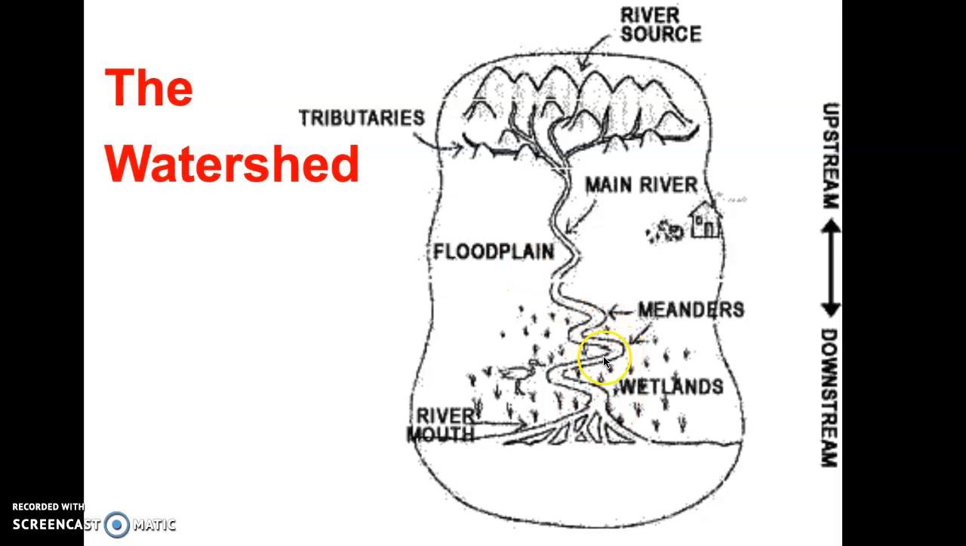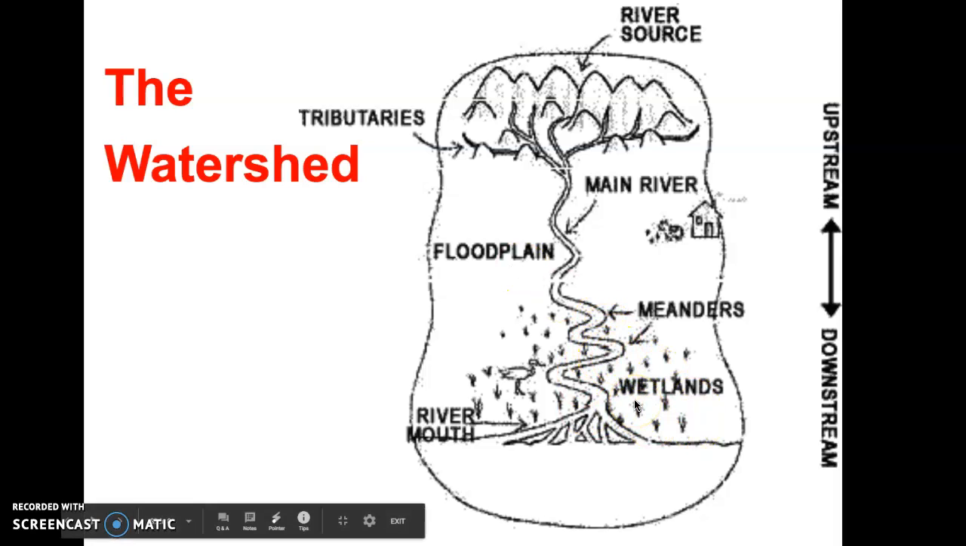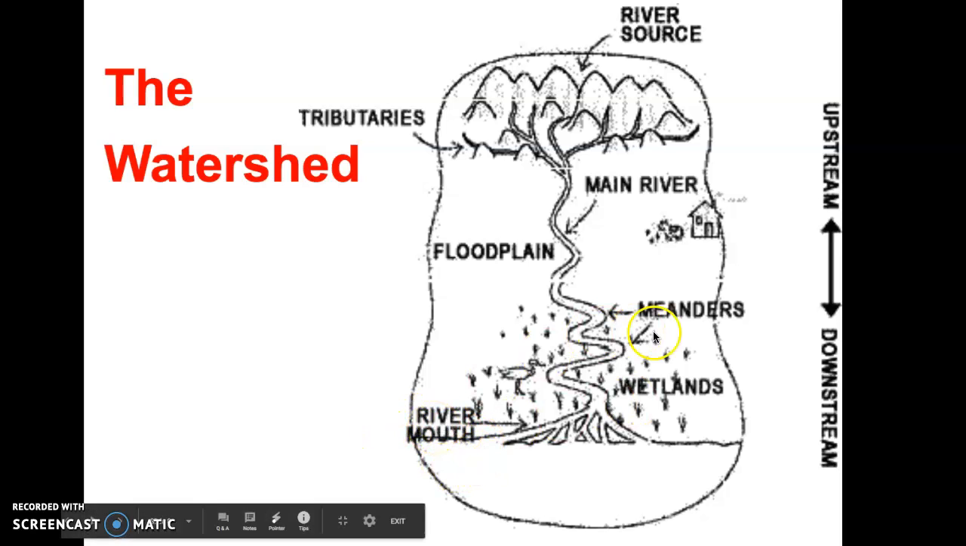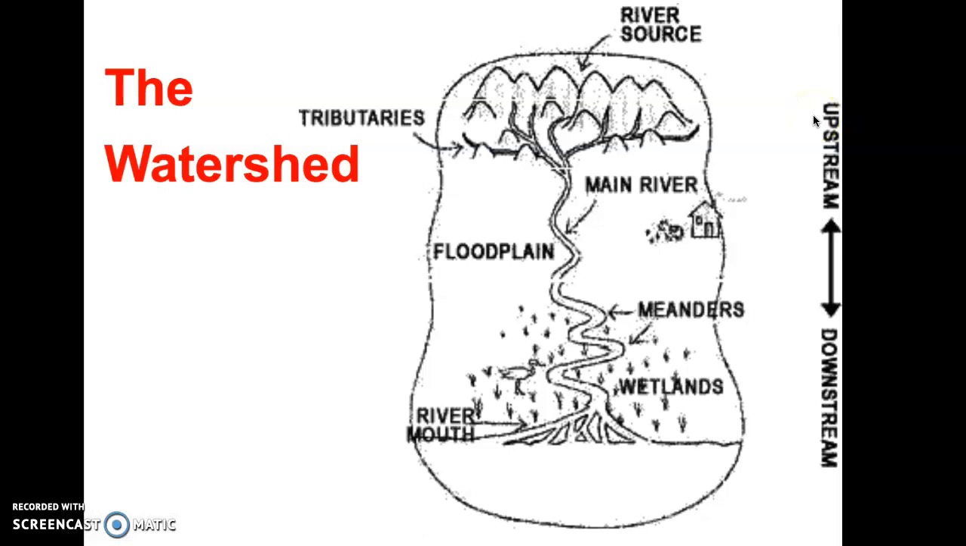Meanders are the bends in our rivers. And then, of course, we have our wetlands, which are our boggy swamp areas. They actually act as nature's filters, but again, that's a discussion for another day. And we've got our river mouth. So it's just a basic diagram of a river, which we'll look into a couple lectures in the future.